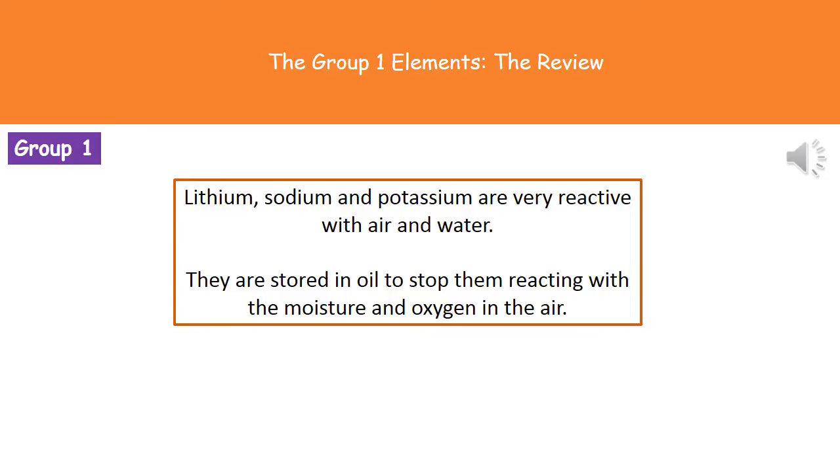Now, what we find is that the lithium, sodium and potassium that you saw in class are all very reactive with air and water. So when you actually saw them in your lesson, you'd have noticed that they're stored in those jars in oil. The whole purpose behind storing them in oil is to stop them reacting with the moisture and the oxygen that we find in the air that surrounds us. So if we put them in oil, obviously it prevents those coming into contact with the metals and therefore prevents those reactions. They do like that question on your exam paper, asking you how they're stored and why. So they're stored in oil in order to prevent them reacting with the moisture in the air around them.